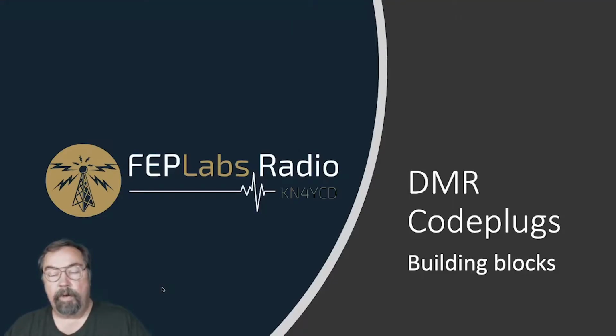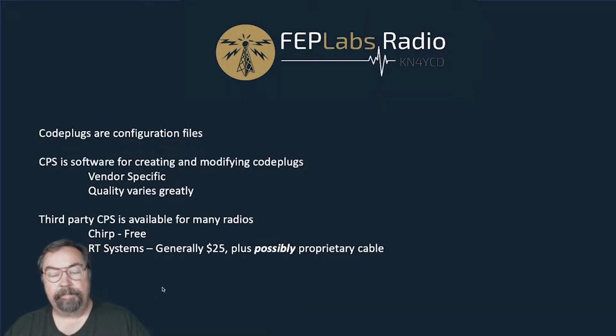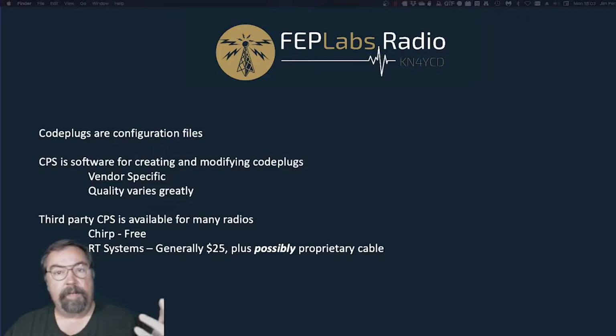Code plugs work on building blocks, is what I call it. A code plug is a configuration file. CPS is software for creating and modifying code plugs. Configuration programming software, something like that is probably what it stands for. There are a whole lot of CPSs in the world. Almost every radio manufacturer makes their own CPS to program their radio. There are third-party CPS manufacturers. Chirp is a free open source program.